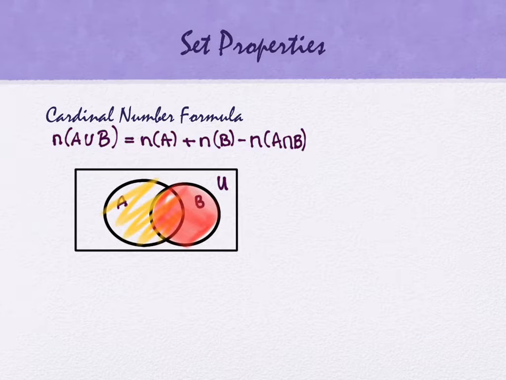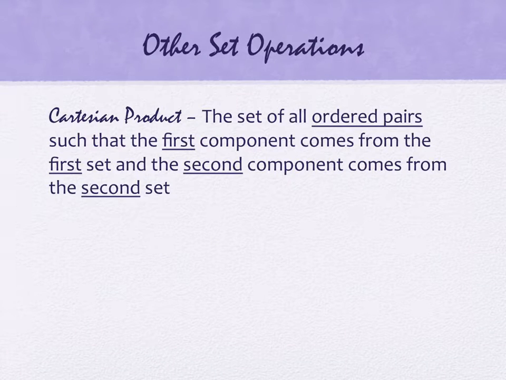All right. We have one more example, and then we'll stop for today. This is our last set operation, actually. It's called a Cartesian product. The Cartesian product is the set of all ordered pairs such that the first component comes from the first set and the second component comes from the second set.